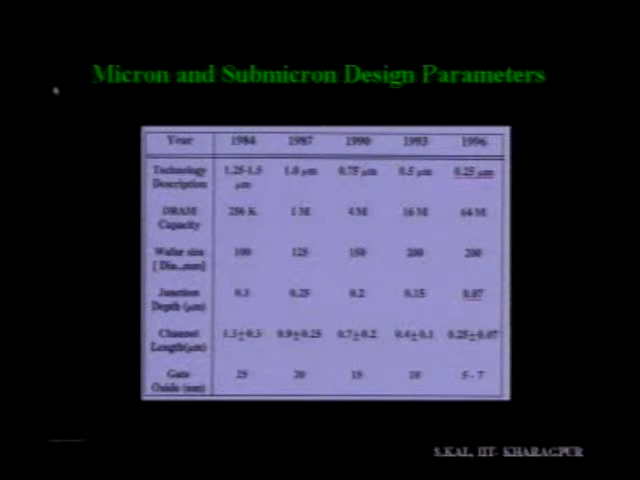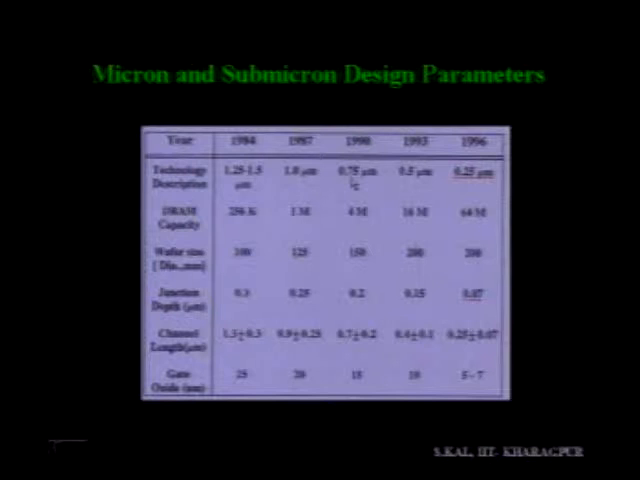And you have seen in 84, the technology description was 1.25 to 1.5 micron, that is the minimum feature size. And what is meant by minimum feature size? That is dependent on lithography and some other parameters. So a minimum 1.25 micron feature you can reliably make on a silicon chip. So that is 1.2 micron technology, as it is sometimes called. And in 87, that reduced to say 1 micron, and in 1990, 0.75 micron, then 0.5 and then 0.25 micron. So that is 1.25 to 0.25 micron in about 12 years, from 85 to 96.